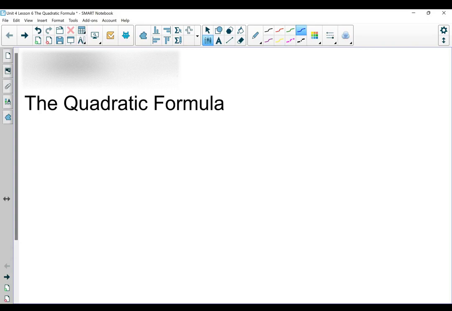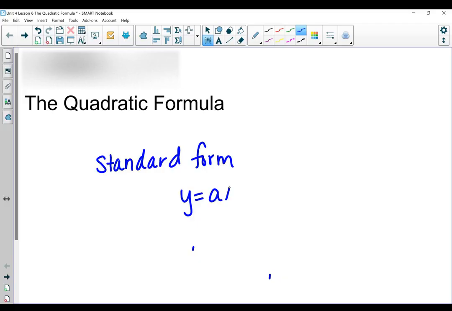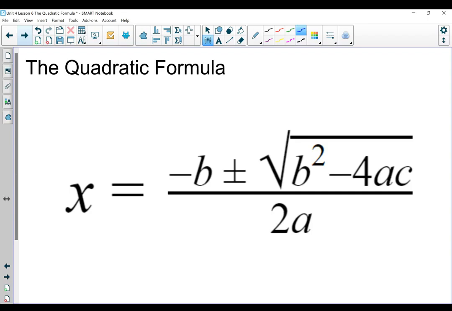Hi everyone, today we're going to talk about your final way to solve quadratics, the quadratic formula. The quadratic formula uses variables a, b, and c to represent constants in standard form of the quadratic equation. So if we remember, standard form of a quadratic is y equals ax squared plus bx plus c. So you will see a, b, and c in the quadratic formula here, and that's where the a, b, and c comes from.